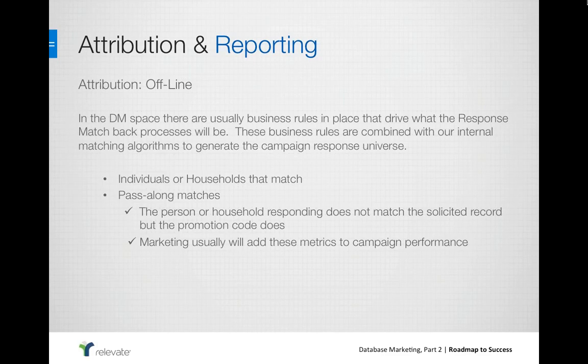As it relates to direct mail solicitations, each client may have different business rules in place that drive how the matchback process is executed. These business rules are combined with Relevate's matching algorithms to generate the campaign response universe. There are basically two main categories of match: the individual and/or households that match, and then the incremental pass-along matches. And these are people or households responding that do not match a solicitor record on a name and address basis, but they do on a promotion code basis. And marketing departments usually will add these responses to the overall response metrics of the campaign performance.